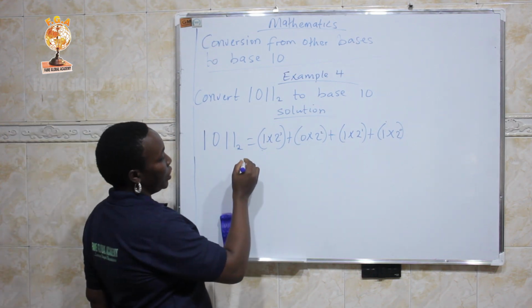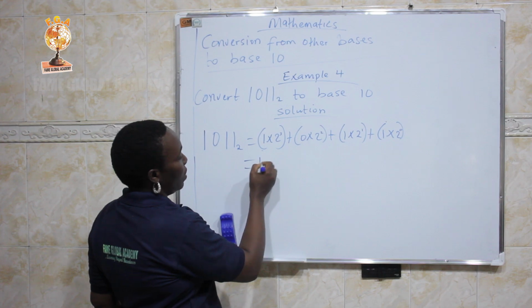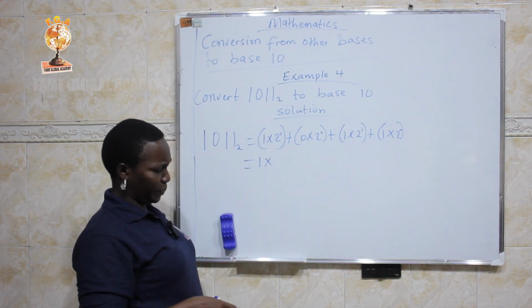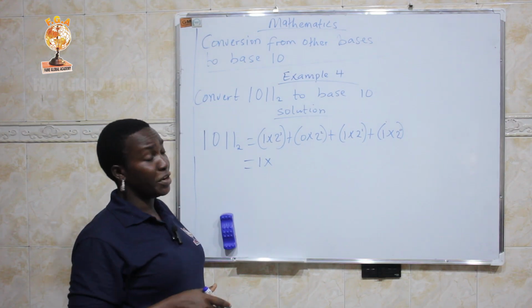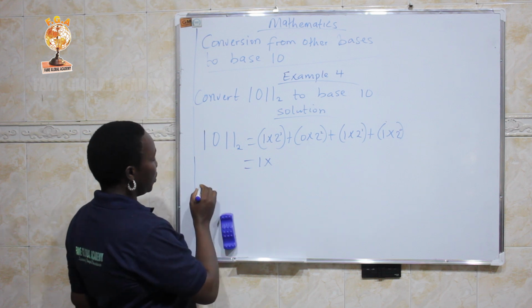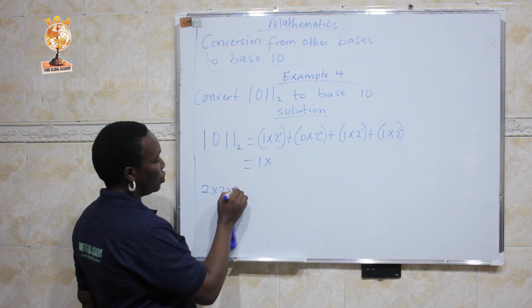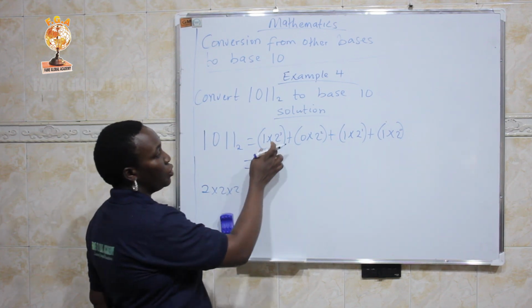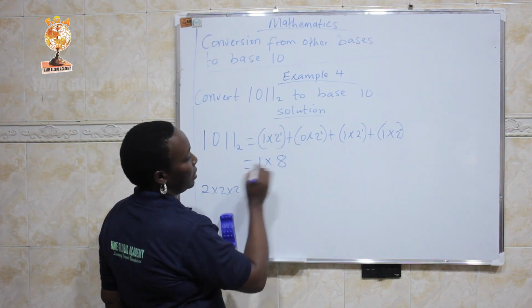Okay, so let's continue. So we solve. This is 1 times 2 raised to the power of 3. 2 raised to the power of 3 means 2 times 2 times 2. That's 2 in 3 places. 2 times 2 times 2. 2 times 2 is 4. 4 times 2 is 8. So 2 raised to the power of 3, the answer is 8.